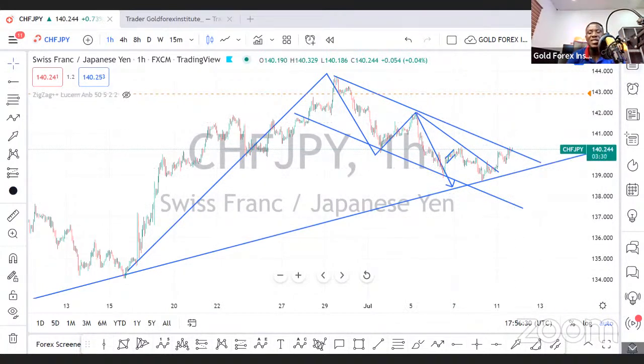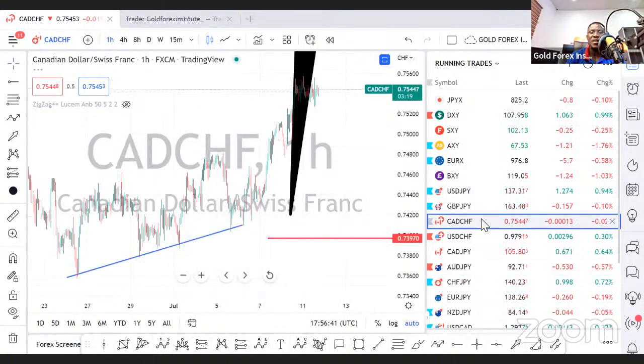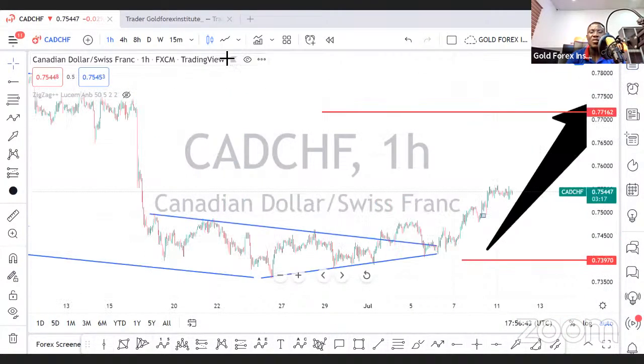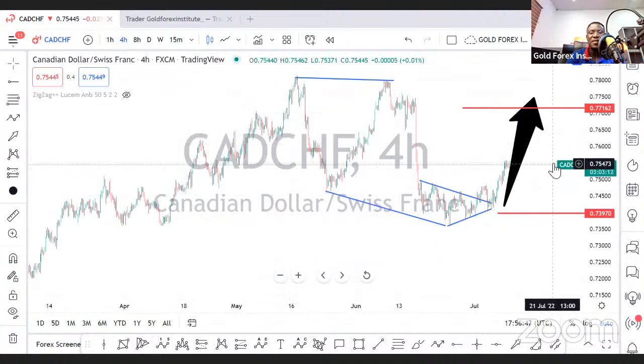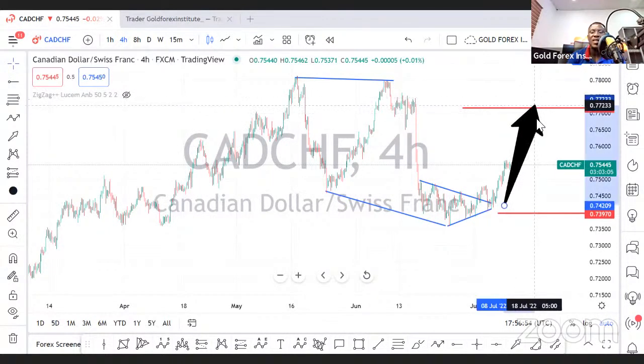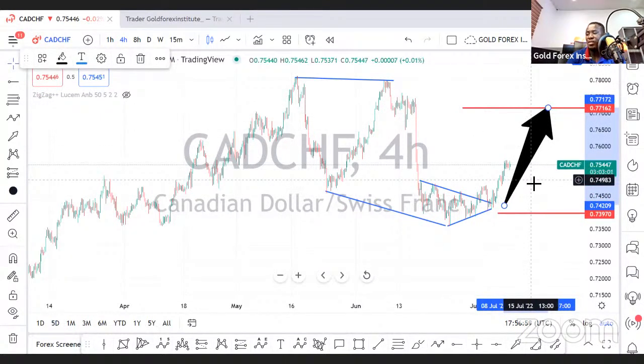Okay. Just that CHF is weak, so I don't expect it to break so much. But let's see. Now, I saw CAD CHF. It's still bullish. Okay, CAD CHF has the same correlation with USD CHF and the rest. So you can see over here, we are still expecting it to at least hit this level. It's still a buy, but it should get a good entry.